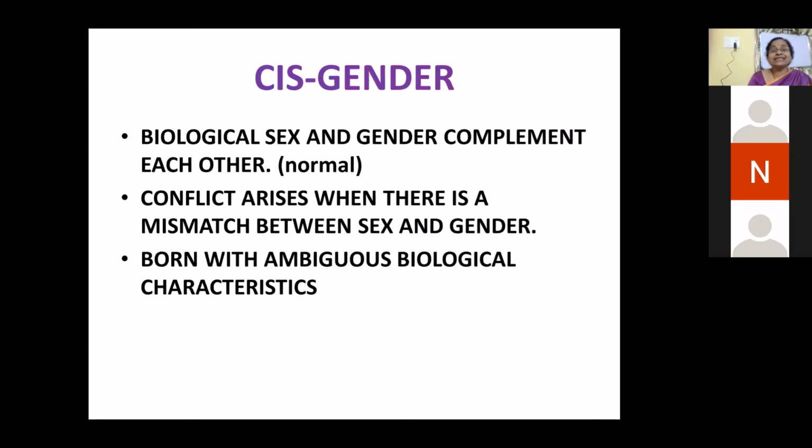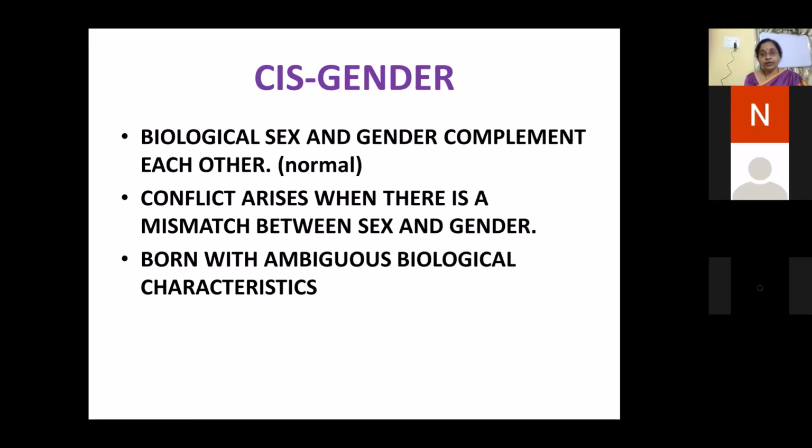Now, these are the cisgenders. Biological sex and gender complement each other. That means male and female are there. There is no other problem, and they are considered normal. Again, whenever I use the word normal, I get a question: how far we are correct, or how far we can call anyone a normal person.